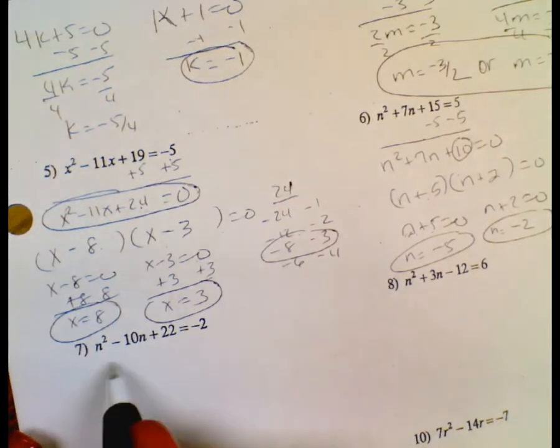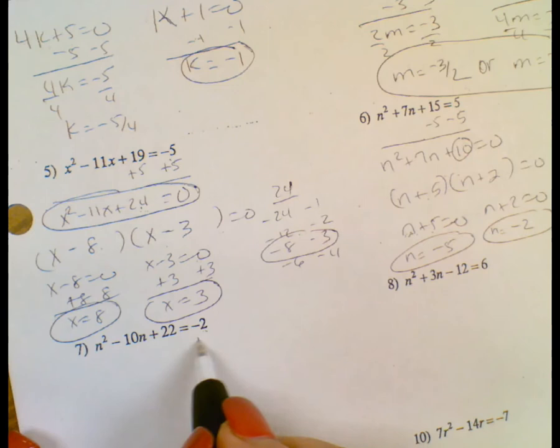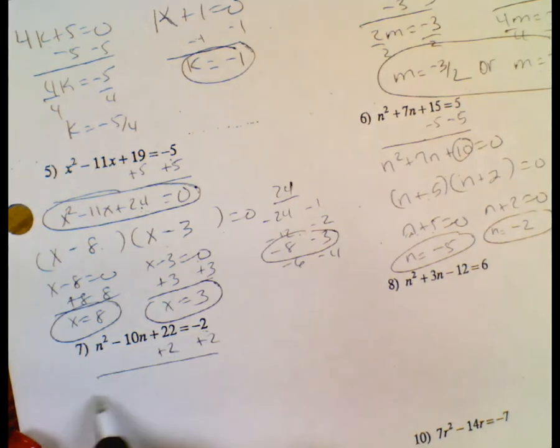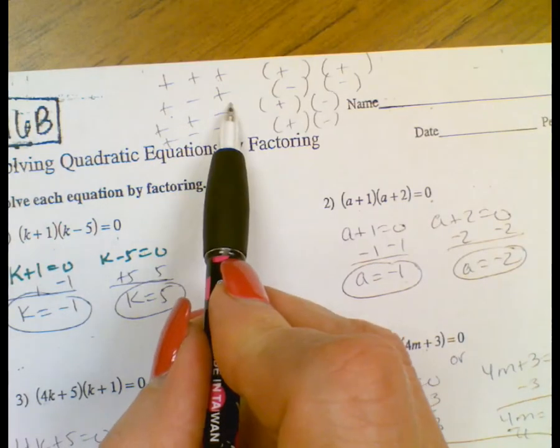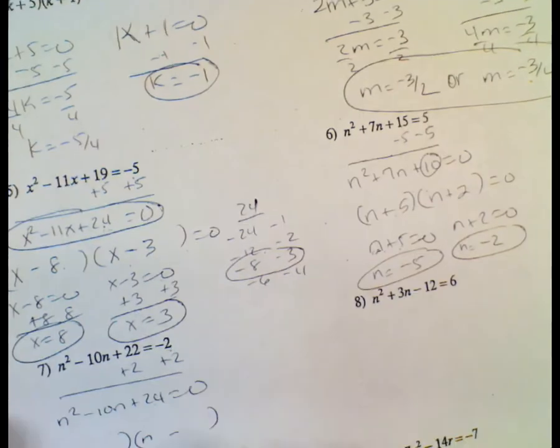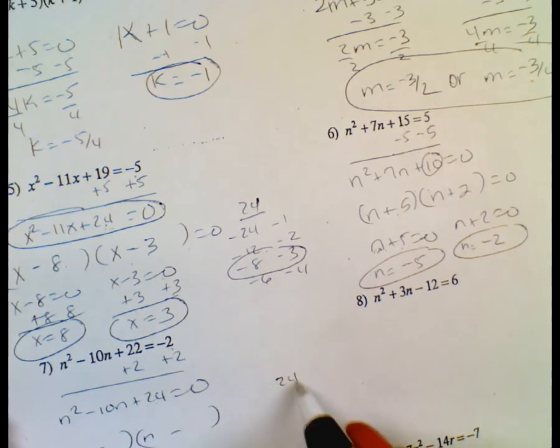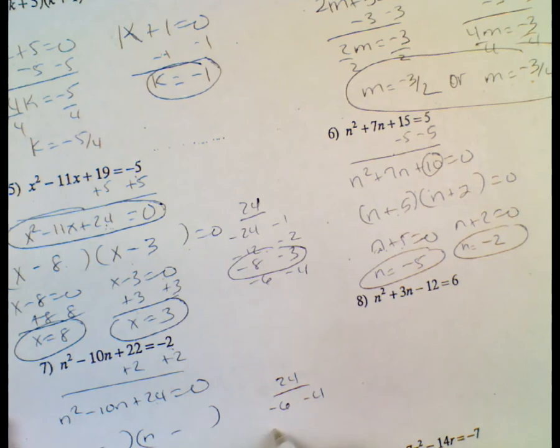Number 7. Again, we do not have the right side equal to 0, so we're going to add 2 to both sides. And we're going to factor n and n. Factors of 24 that add up to negative 10. Both signs are negative because of this. Positive, negative, positive, negative, negative. Factors of 24 that add up to negative 10 should be negative 6 and negative 4.